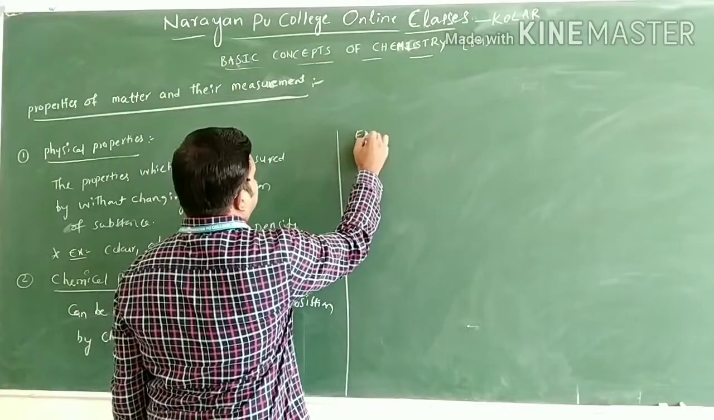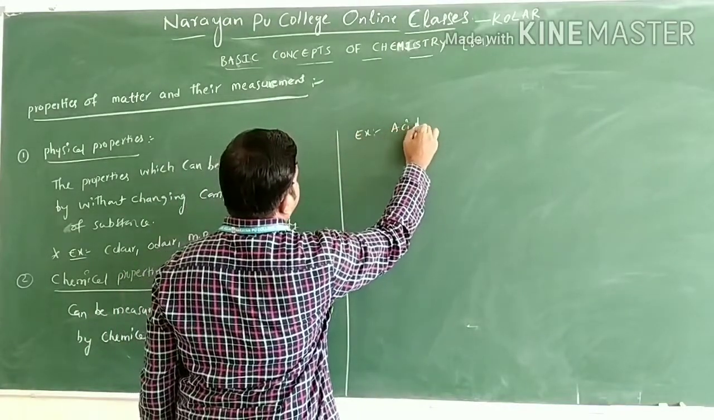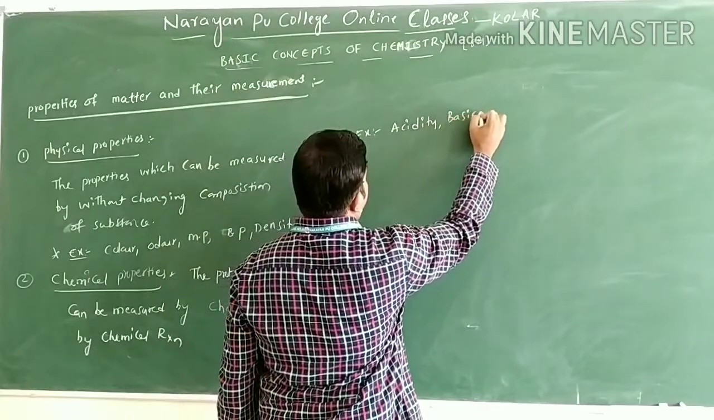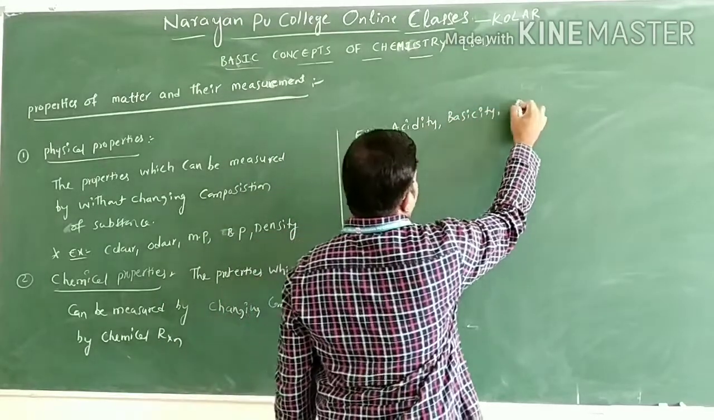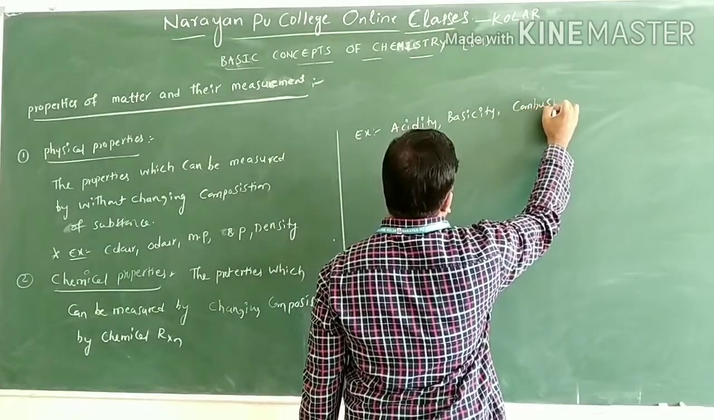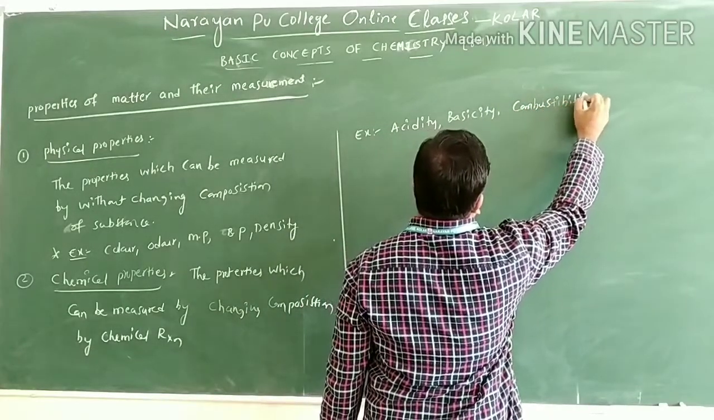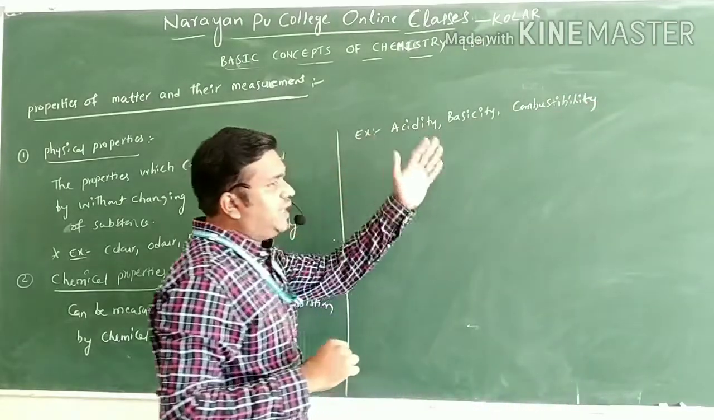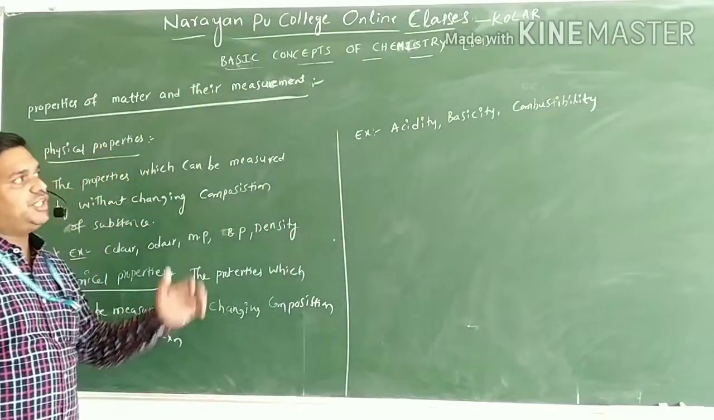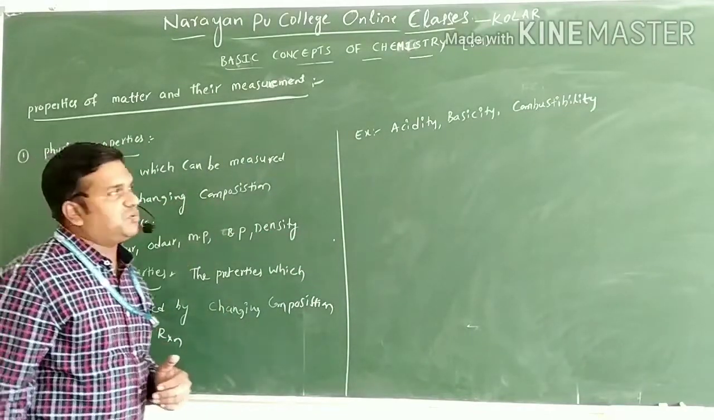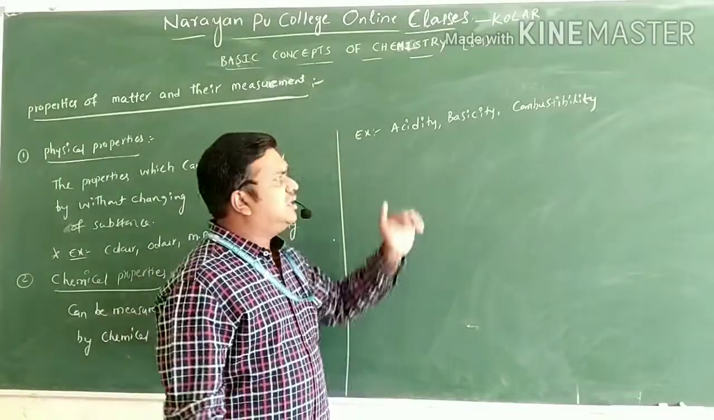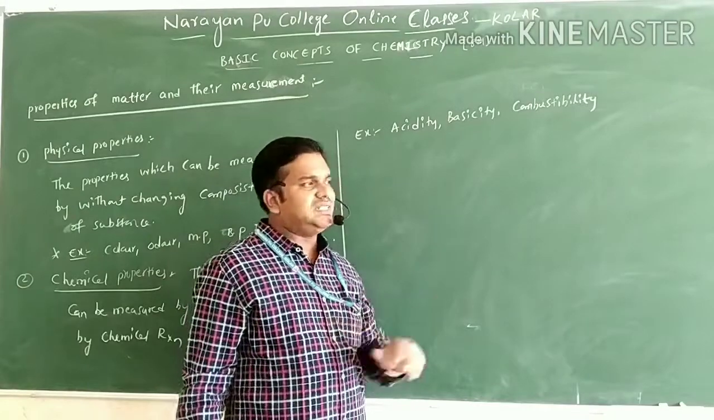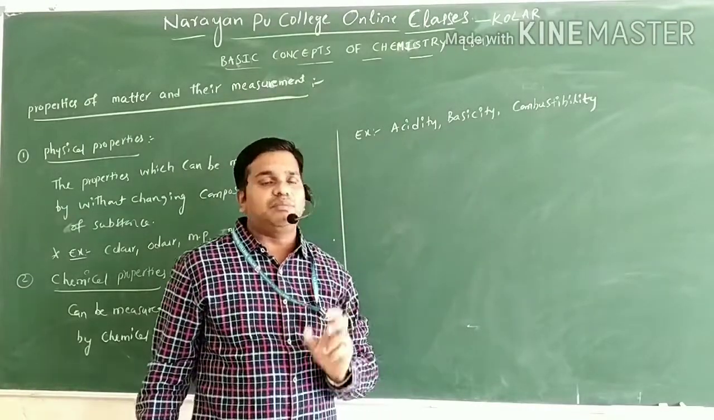We can take examples like these here. Acidity, and we can take basicity, and one more we can take combustibility. Okay, so these are what properties? These we can observe when the chemical reaction takes place. So these properties we are calling as what? Chemical properties. Acidity, basicity. Acidity we are using for the bases. Basicity we are using for the acids. And combustibility means what? Complete burning of the substance.